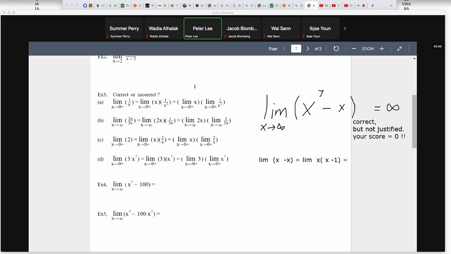So now let me just fill this in. So this equals the limit as x approaches infinity of x times, and now this is x to the 6th power minus 1, x is heading to infinity. Okay, what is this now? This is now going to be infinity times infinity, and therefore infinity. This is now perfect work. You get full credit.